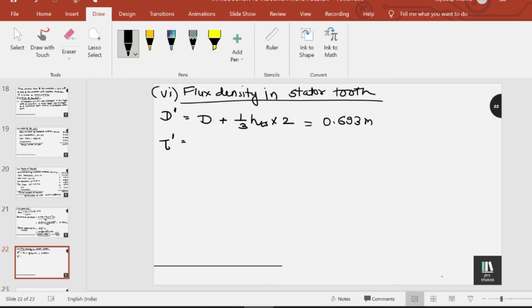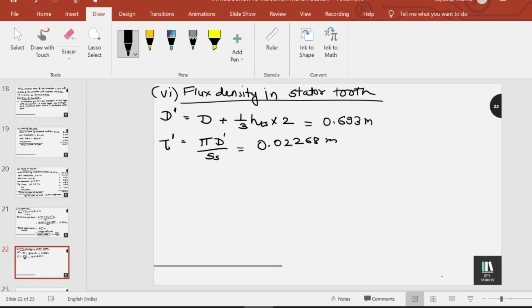Then the slot pitch at one third, tau dash. What is the value of tau dash? Pi D dash divided by the stator slots. So put the value of pi, D dash is 0.693, and S_s is 96. Solve it, then we will get 0.02268 meter.